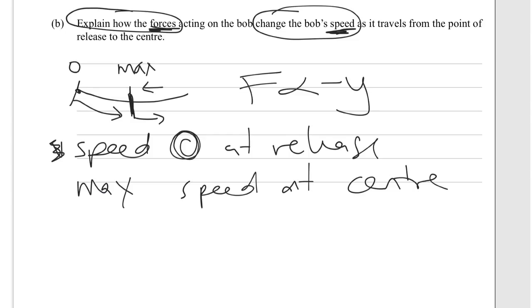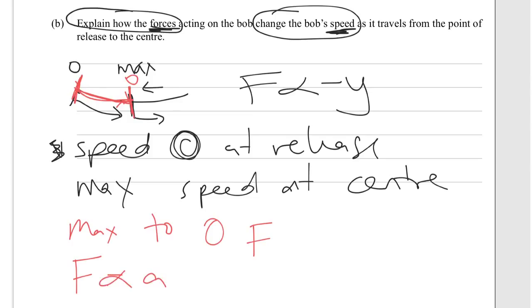In the same way, on the left-hand side, you've got the force acting on it during that period to increase the speed from 0 to the maximum. The force is going to change from max at the end here to 0 there. And we're supposed to make this link as well, that force is proportional to acceleration, F equals ma. So the larger the displacement, the greater the force, therefore the greater the acceleration. We've covered that inside and out really well, I think.